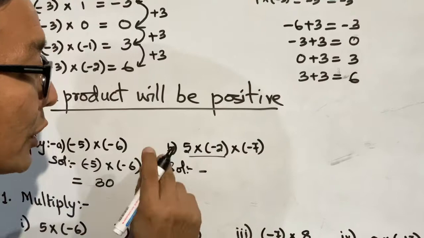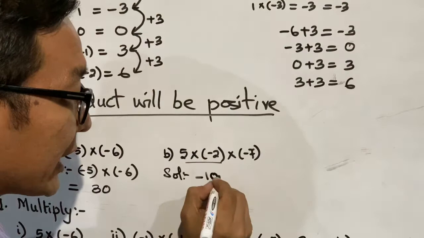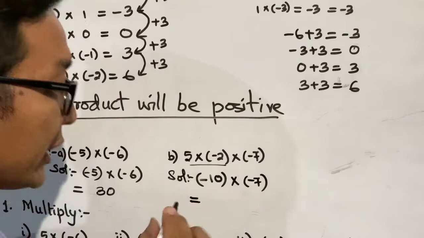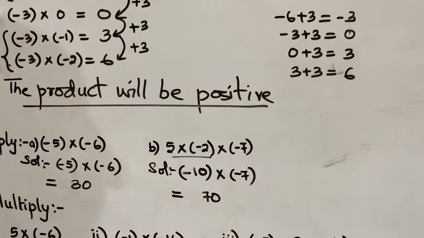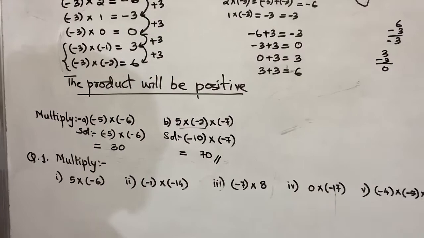So 5 times 2 is 10, so negative 10. Now multiply it to negative 7. So there is same sign and different sign. So 10 times 7, 7 times 10 is 70. So for same sign, in example, the product will be always positive. So that's how we obtain this answer.